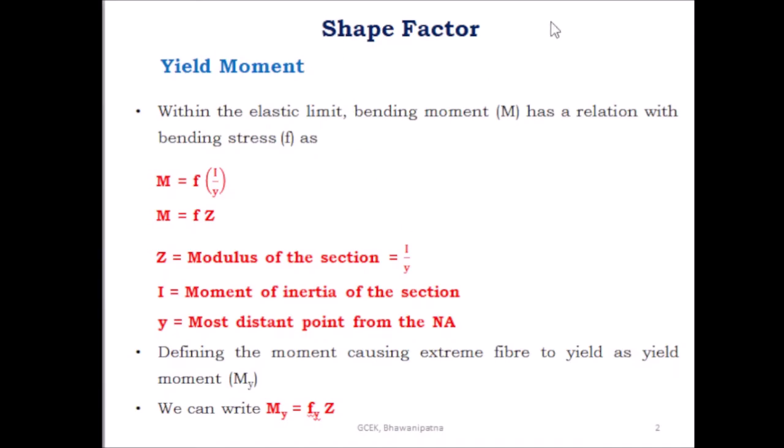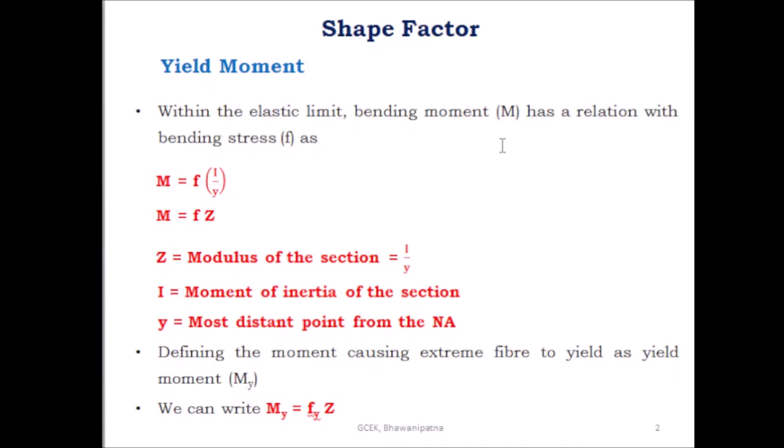Then coming to the shape factor. Before going to the shape factor, I would like to explain what is plastic hinge and what is plastic moment capacity. What is plastic hinge? Plastic hinge is a section at which all the fibers yield, and hence for any further load, rotation takes place at the section without resisting any additional moment.